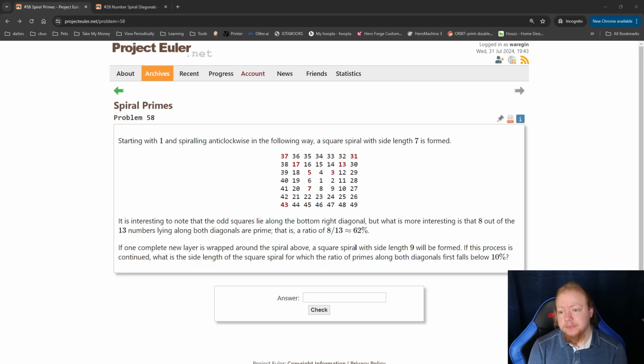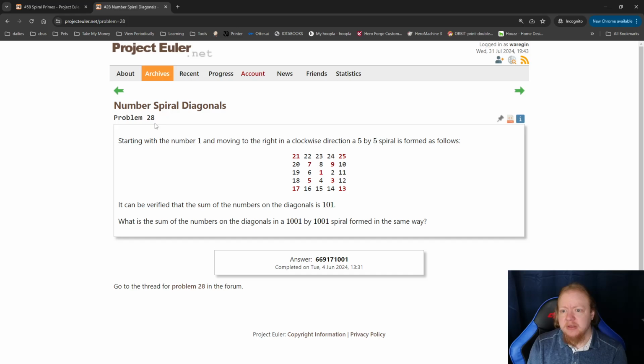So, basically what we're looking to do here is build out a square spiral. Every time we finish a new square of the spiral, it's going this way actually, we want to count how many diagonals there are and how many of them are prime. This is actually somewhat similar to problem number 28. Yes, I looked this up beforehand.